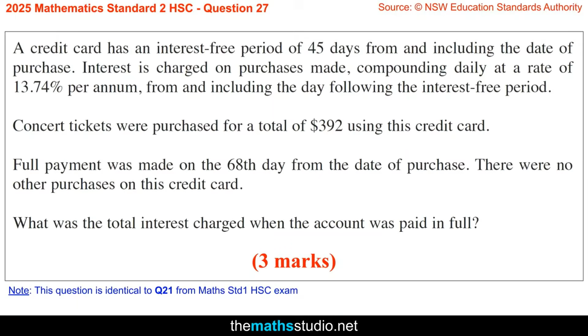Question 27. A credit card has an interest-free period of 45 days from and including the date of purchase. Interest is charged on purchases made, compounding daily at a rate of 13.74% per annum from and including the day following the interest-free period. Concert tickets were purchased for a total of $392 using this credit card. Full payment was made on the 68th day from the date of purchase. There were no other purchases on this credit card. What was the total interest charged when the account was paid in full?